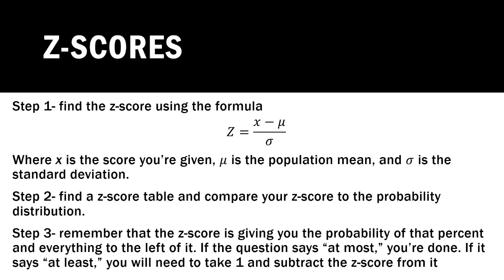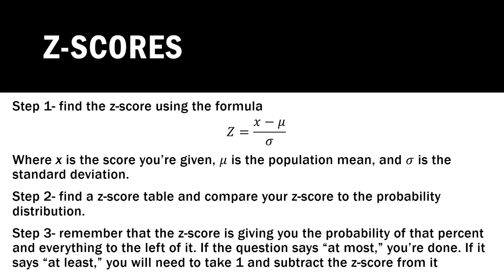Whatever number we get there, we're then going to go find a z-score table, which is super easy to find. You don't have to still hold on to the one from last semester. All you have to do is Google z-score table, and then compare your score to the probability distribution. Lastly, the really tricky part, making sure that you do this. The z-score is giving you the probability of that percent and everything to the left of it. So if you've got a z-score of 2, that means that you're getting the probability of a 2 or below.